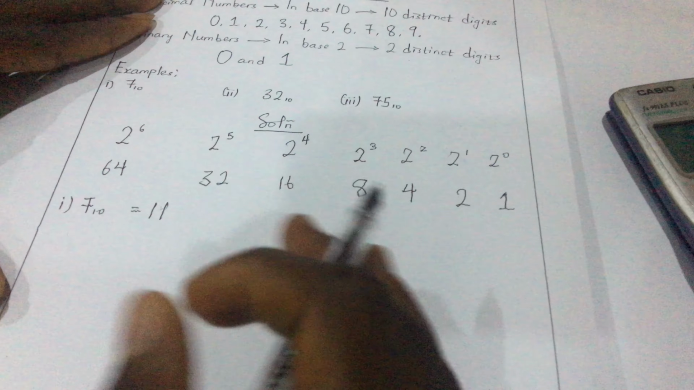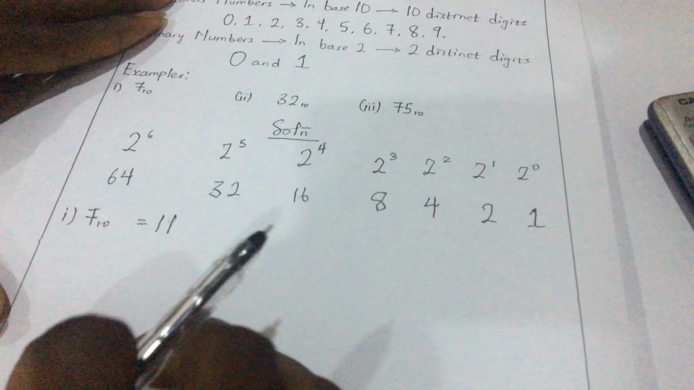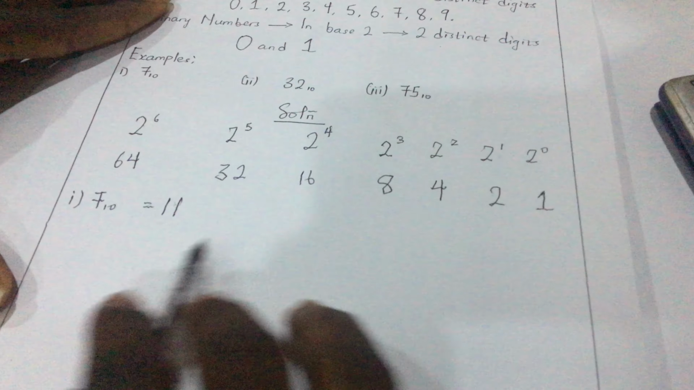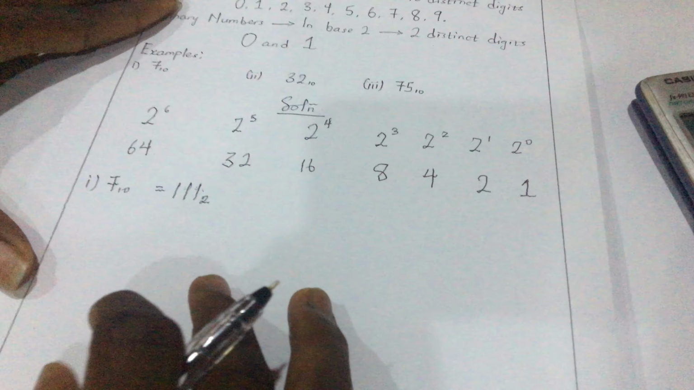So the next thing we are doing is subtracting 2 from 3. So 3 minus 2 will give us what? 1. Since 1 is this, we are going to put down 1. So we can put our base 2.